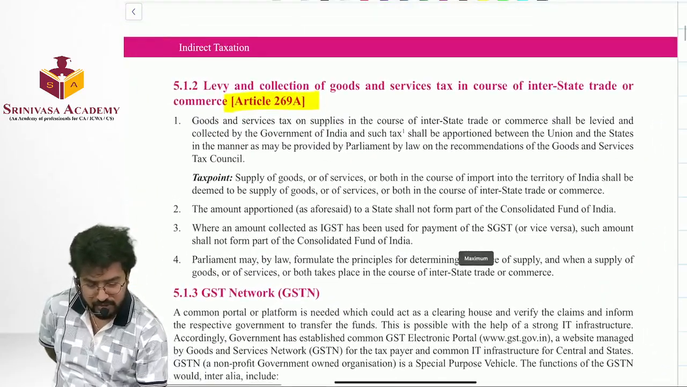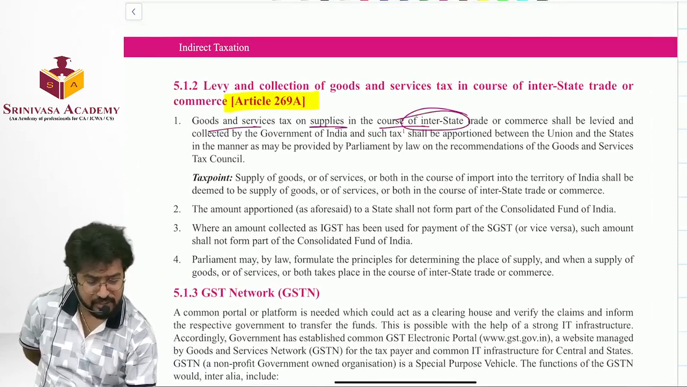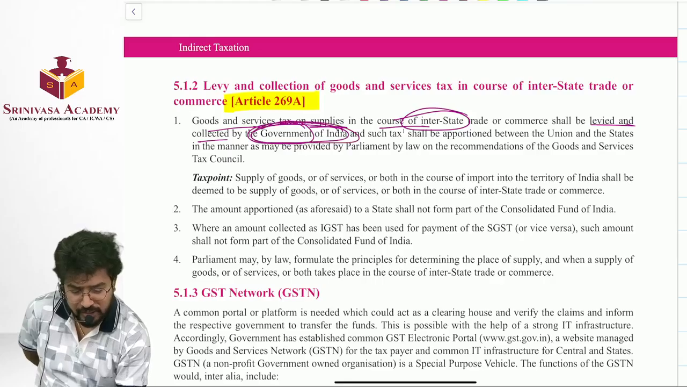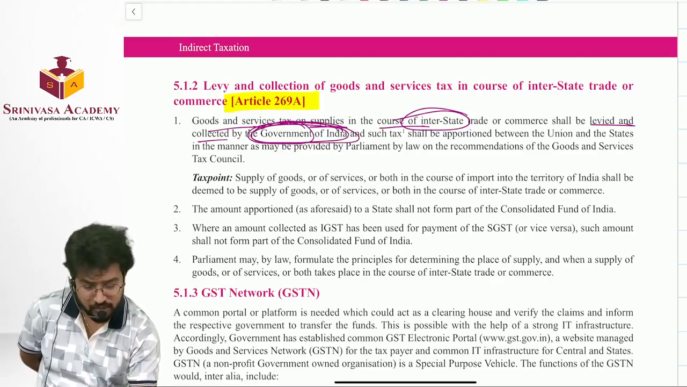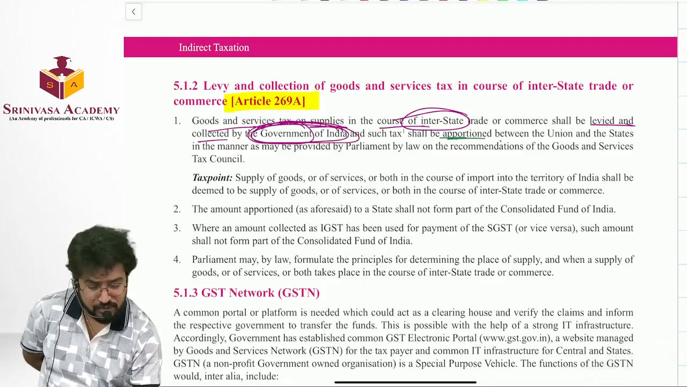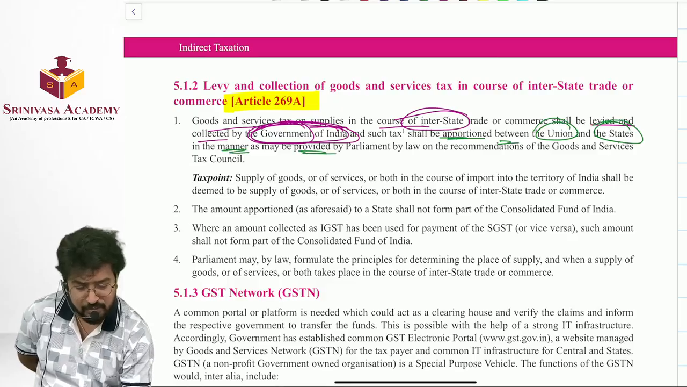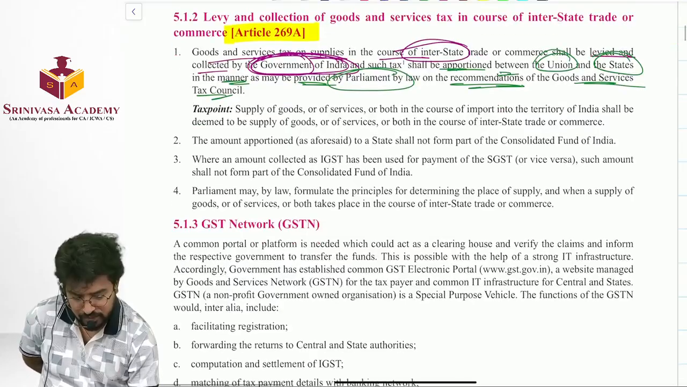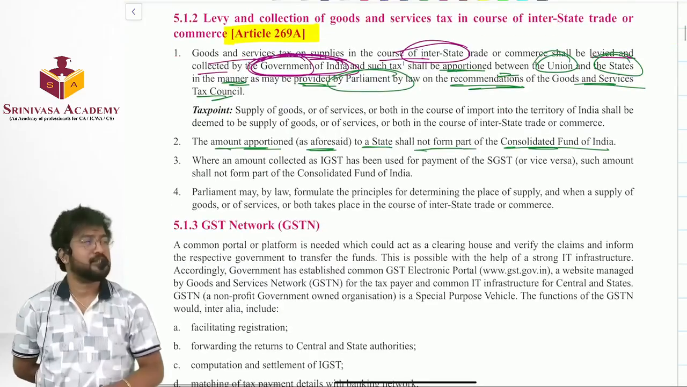Now look at this, the theory part. Goods and service tax on supplies in case of interstate trade or commerce shall be levied and collected by government of India. That is the central government we have discussed. And apportioned between whom? Union and states, in the manner as may be provided by Parliament on the recommendations of GST Council. And the amount apportioned as aforesaid to a state shall not form part of consolidated fund of India.